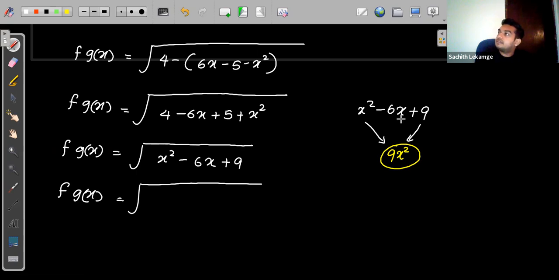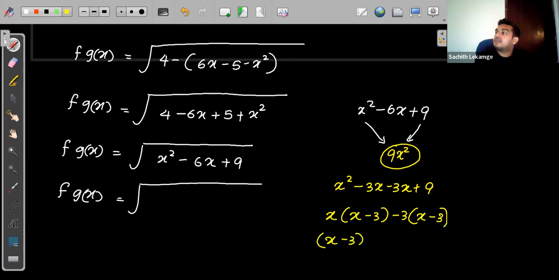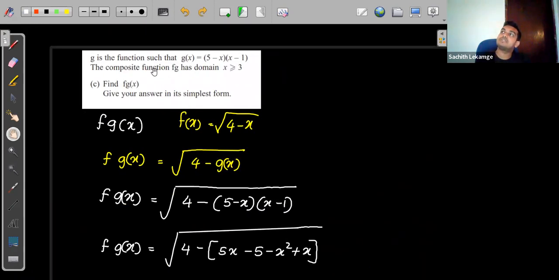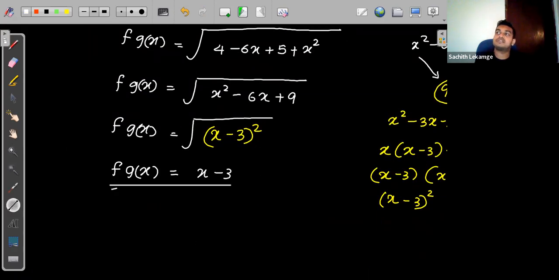Okay, so then you can write it as x squared minus 3x minus 3x plus 9. Then take x out: x minus 3, take minus 3 out: x minus 3. So x minus 3, x minus 3, then x minus 3 squared. Then square root and square, you can write fg(x) equals x minus 3. Nice one. See, square root and square will cancel out. Then they say give your answer in simplest form, the composite function, if g has domain x bigger than or equal to 3. It's an easy question. I'll zoom it out, you copy it down.